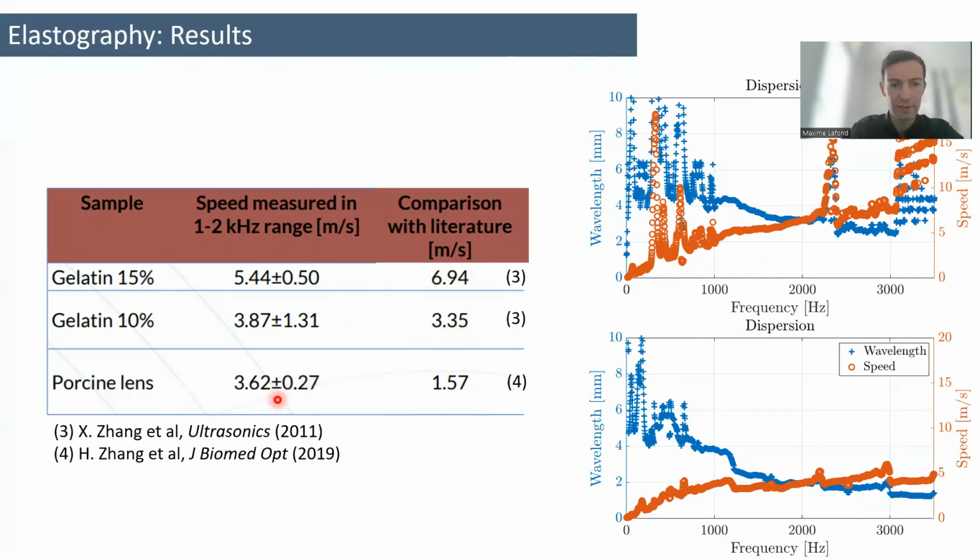For the porcine lens, values were slightly higher, but this value was obtained with an assumption on the frequency of an apparatus, which might be inaccurate.